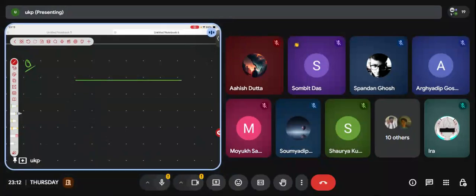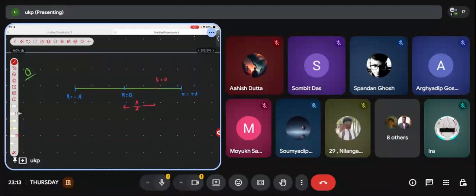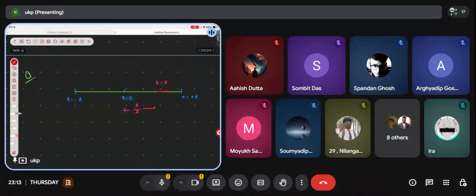Okay, chalo, let's take a problem. Again, same linear SHM. X equal to 0 is the mean position. X equal to plus A is the rightmost extreme position. X equal to minus A is the leftmost extreme position. Let's assume that at t equal to 0, your particle is present at a distance of a by 2 from the center, and its velocity is towards right. Sir, how much is the velocity? That I don't know. All I know is that at t equal to 0, it is present at this point and its velocity is towards right.